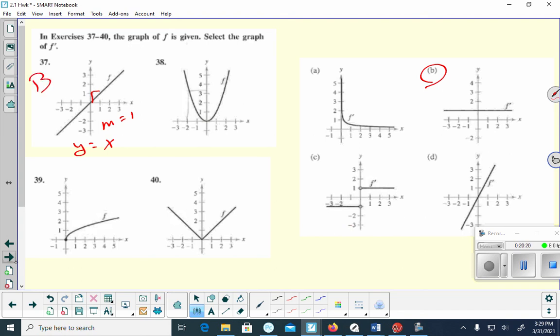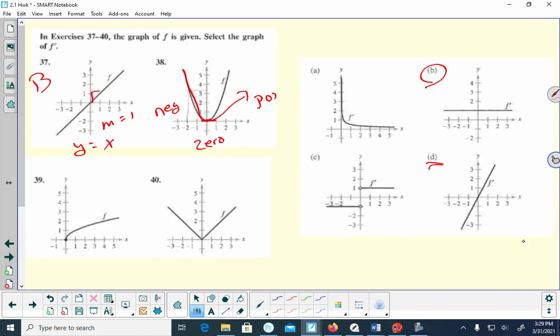Then when I look at 38, what I can tell is from here to here, my derivative is going to be negative. At 0, it looks like my derivative will be 0. And then from here, my derivative will be positive. So I want a graph that's negative, then 0 at 0, and then positive. And the only graph that does that is D. So this one is going to be D.